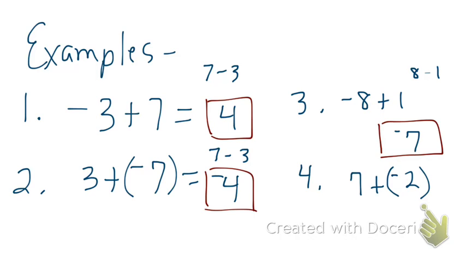Same thing with number 4. We have opposite signs. So we're going to subtract 7 minus 2. And we get 5. We're going to use the sign of the bigger number, which is the 7. That's going to be positive 5.